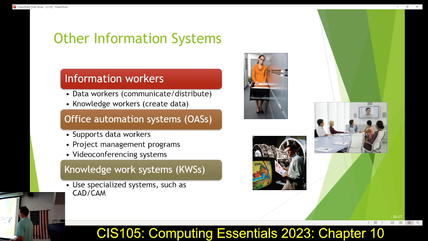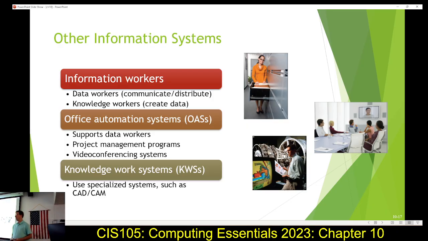Speaking of which, I'm going to skip down to knowledge work systems. So knowledge work systems are what knowledge workers use, yes, to create data. So computer-aided drafting, computer-aided manufacturing programs, knowledge workers would use that to develop schematics, develop models, but they're creating that data. And then people will say, well, what if I'm creating images in Photoshop? Well, I guess you could argue that you're creating data, and I guess Photoshop would be your knowledge work system.